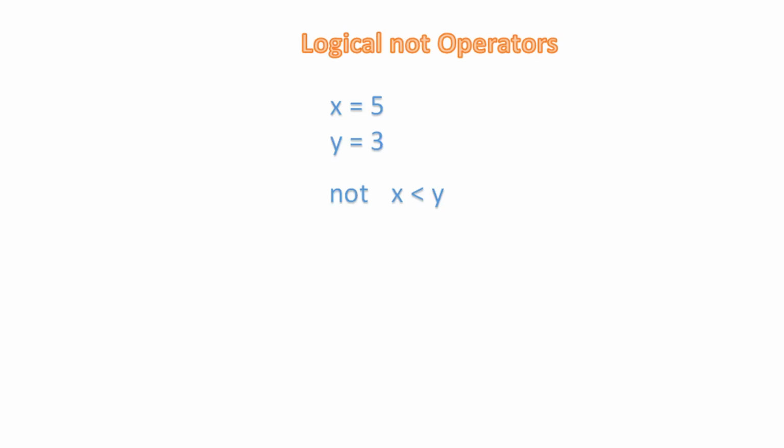Logical NOT operator. In this example, a comparison operation is prefixed with the logical NOT operator. Here x less than y is false. So when a false value combines with the NOT operator, it becomes true. Here x greater than y is true. So when a true value is combined with the NOT operator, it becomes false.